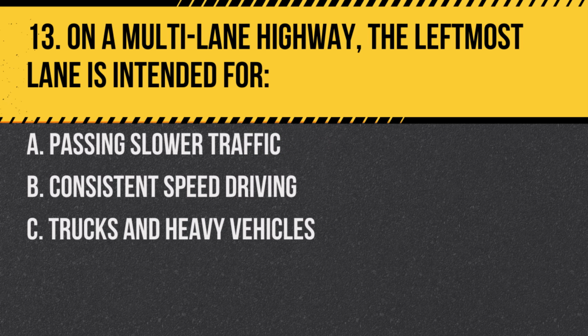Question 13. On a multi-lane highway, the leftmost lane is intended for: A. Passing slower traffic. B. Consistent speed driving. C. Trucks and heavy vehicles. Answer: A. Passing slower traffic. The leftmost lane is typically reserved for passing slower-moving vehicles.